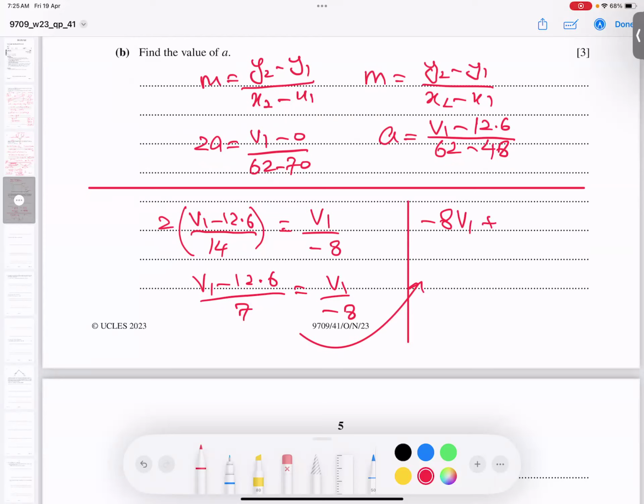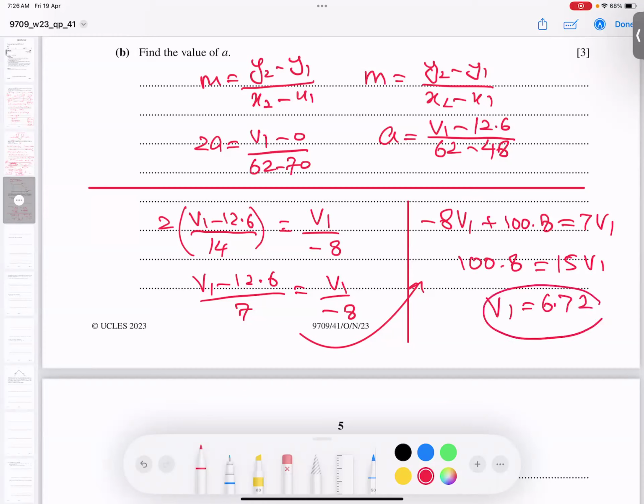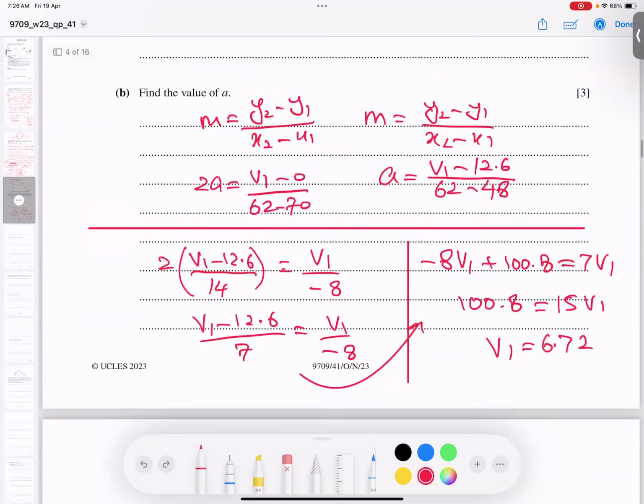And I get what, students? Positive 100.8 and 7 V1. So 8 will go there. I get 15 V1 equals 100.8. So 100.8 divided by 15, I get the velocity. V1 is coming 6.72. And this value, if I plug it into any one equation, like here or here, I think plugging it here, I get my answer. Okay.